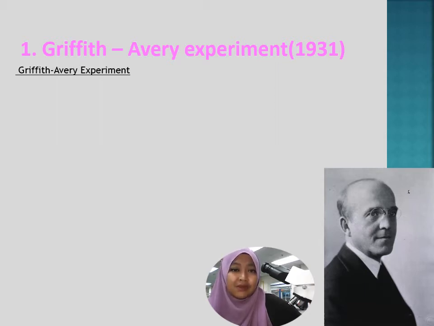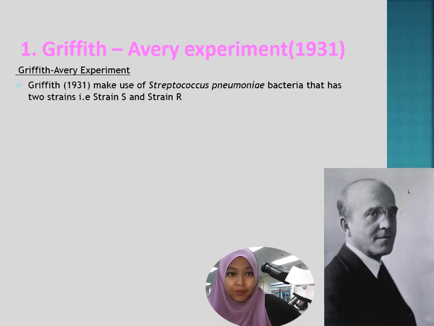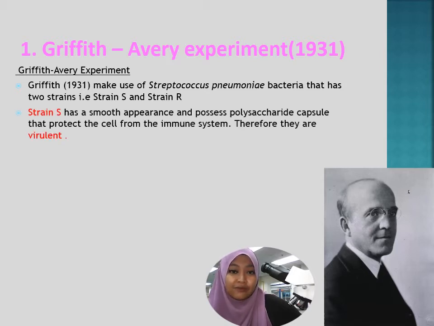Griffith did the experiment using Streptococcus pneumoniae, a bacteria that causes disease and can cause death. In this study, they used mice. Streptococcus has two strains, strain S and strain R. S stands for smooth, and R stands for rough.